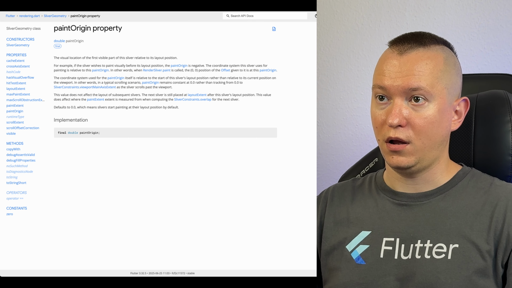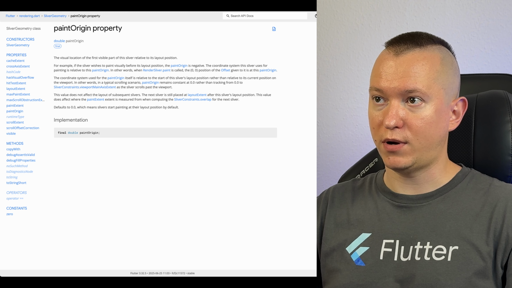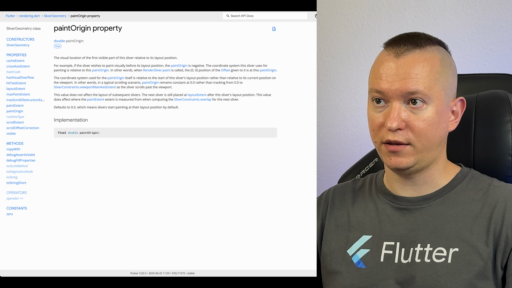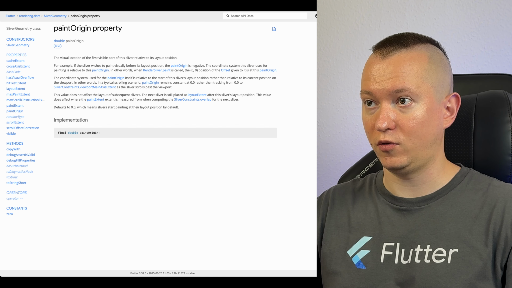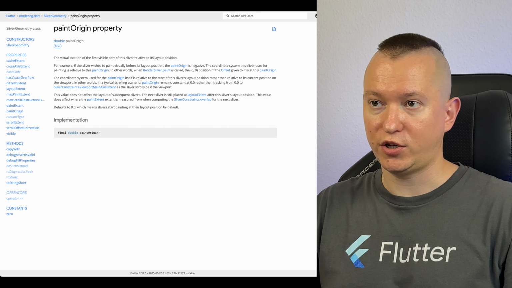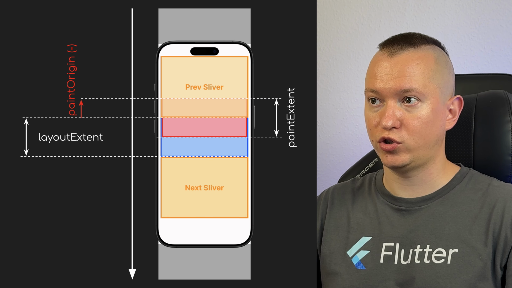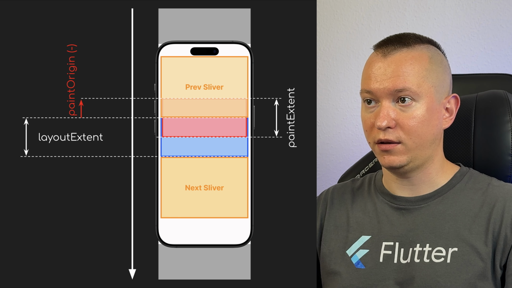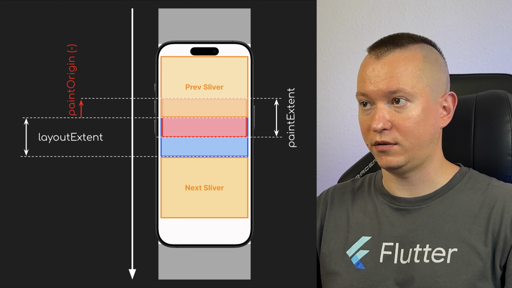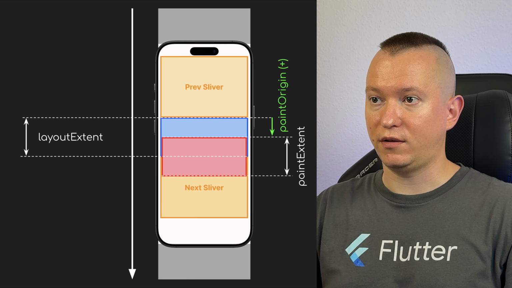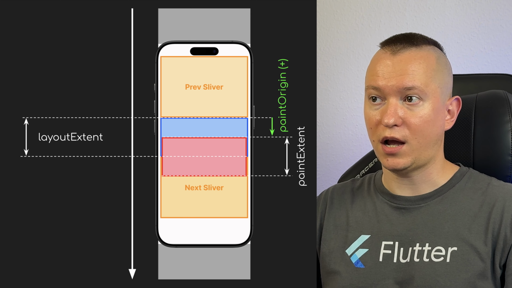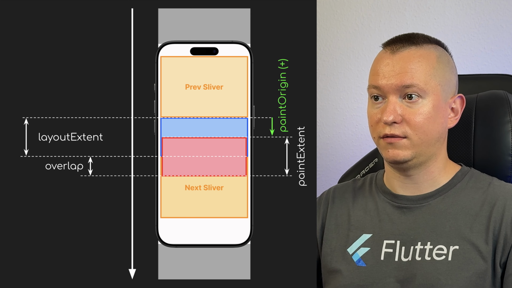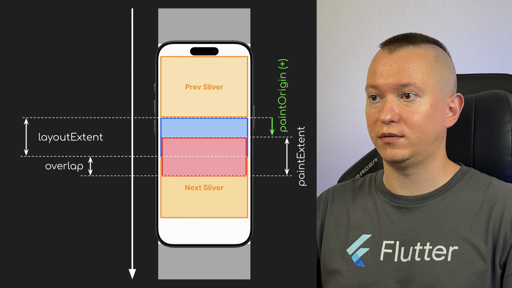Paint origin: the visual location of the first visible part of the sliver relative to its layout position. By default, slivers start painting exactly where they're laid out, so the value is 0. By changing it, we can also create interesting visual effects. For example, if we set this negative, the sliver starts to paint earlier and gets rendered underneath the previous one. If we set this positive, the sliver starts to paint later and appears above the next one. It does not affect the position of other slivers, but affects the sliver constraints' overlap for the next.